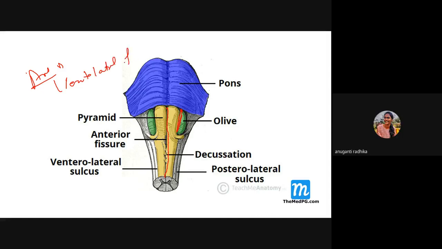Ventrolateral fissure. Ventrolateral fissure. This one. Then still lateral to the olives, there is a posterolateral fissure. That's about here. Ventral surface of pyramids.